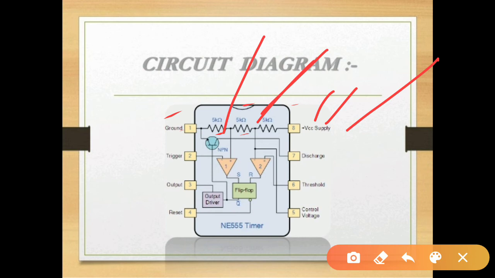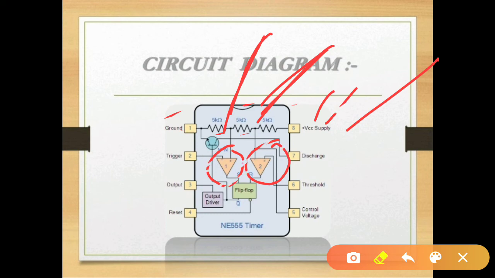So the first comparator will compare the reference signal with the 2/3 VCC, and the second comparator will compare the signal with the 1/3 of the VCC. Then the outputs of these comparators, after comparing the voltage divider signal with the reference threshold voltages, are given to the flip-flops here.